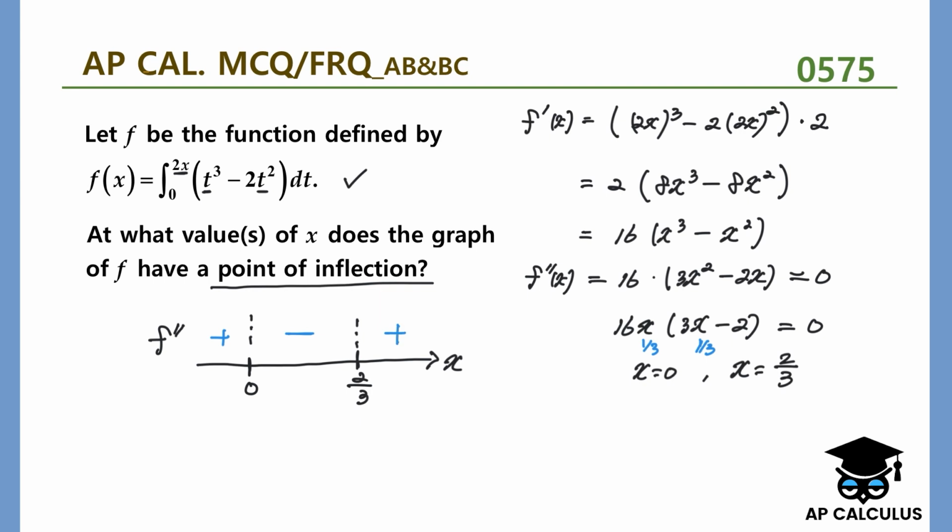Since the sign of f double prime changes at x equals 0 and at x equals 2 over 3, from positive to negative here, negative to positive here, right? So we have 2 points of inflection, and they are x equal to 0 and x is equal to 2 over 3. Okay?